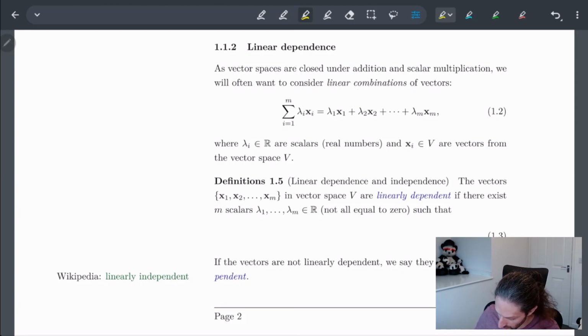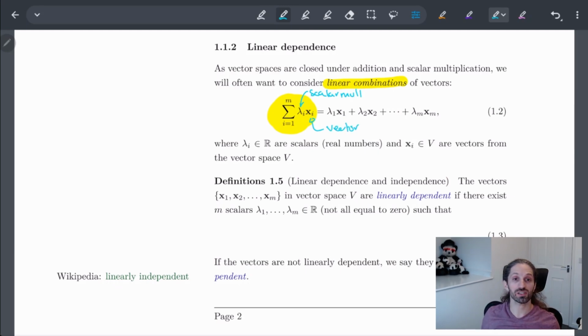A linear combination of vectors, if you haven't seen this before, is just where we take a bunch of vectors, take some scalar multiples of each one, and add them all together. This is how we'll denote it. Here you'll notice that we have some scalar multiples of some vectors, and we just sum them up. Here we have m of them, so i is equal to 1, the first term, all the way up to the last term, m.